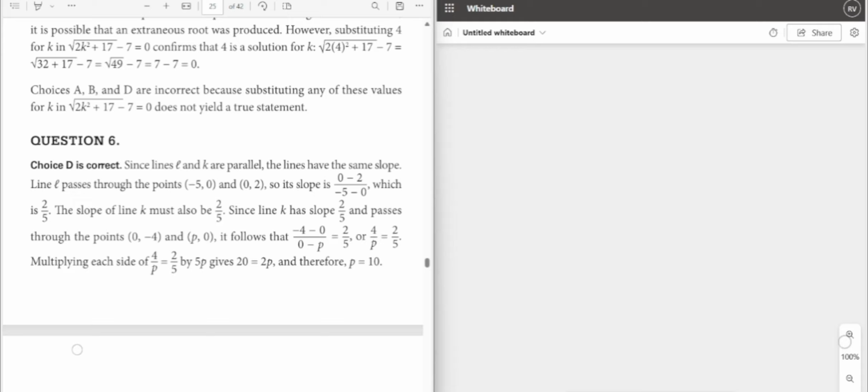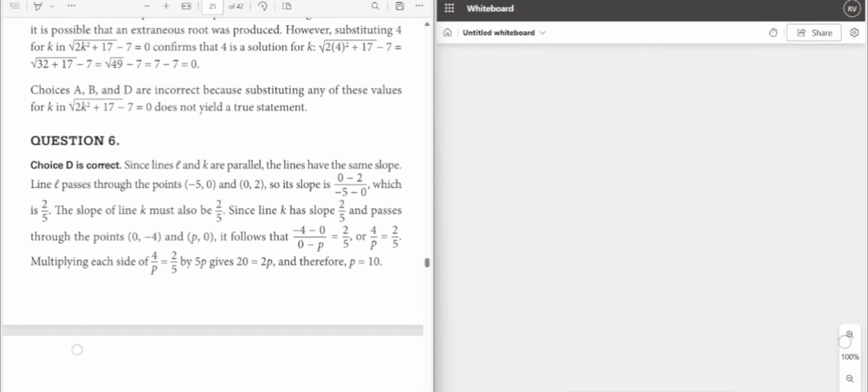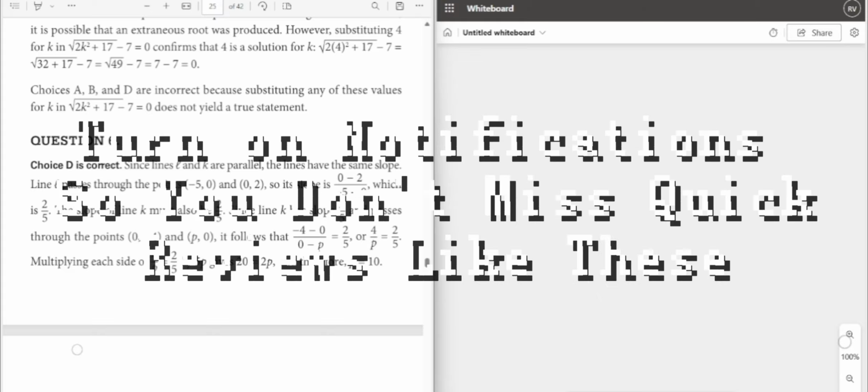The lines have the same slope. So then they figure it out, obviously, like we did. 2 over 5, since line K has slope 2 over 5 and passes through the points 0, negative 4, and P, 0, it follows that negative 4 minus 0 over 0 minus P equals 2 over 5, or 4 over P equals 2 over 5. And just kind of have that proportion. You don't have to do all this stuff. 4 over 10 equals 2 over 5. Boom, quickly, P equals 10. That's it.